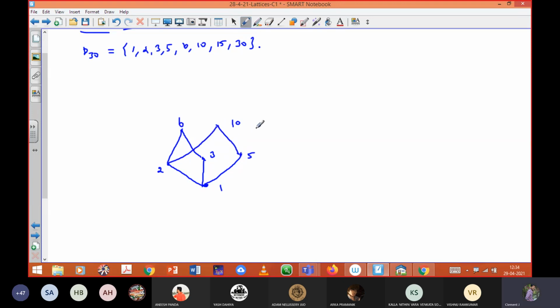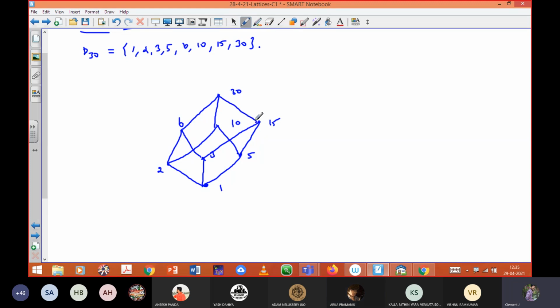15. 10 is divisible by 15? Same level, 3 and 5, same level. Last one, 30. Same level. 6, 10, 15. Next level, above level. Very good. That's it. So here 6, 10, and then 15.